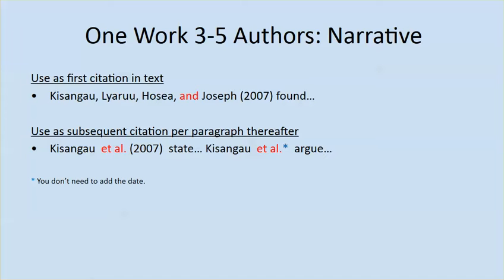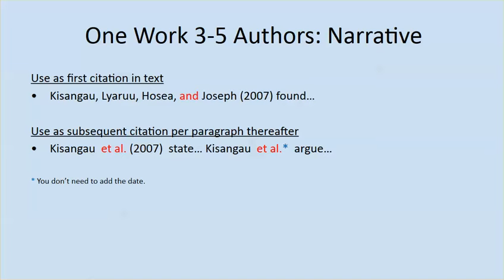Here's how we might cite 3 to 5 authors as part of your narrative. Define who the authors are by typing out all the surnames as they appear in your source material. Separate the authors with a comma and add the word "and" before the final author. The year of publication in parentheses comes after the last author. Now that you have defined all the authors, you can refer to them by the first author's last name followed by et al., period, and the year of publication in parentheses.